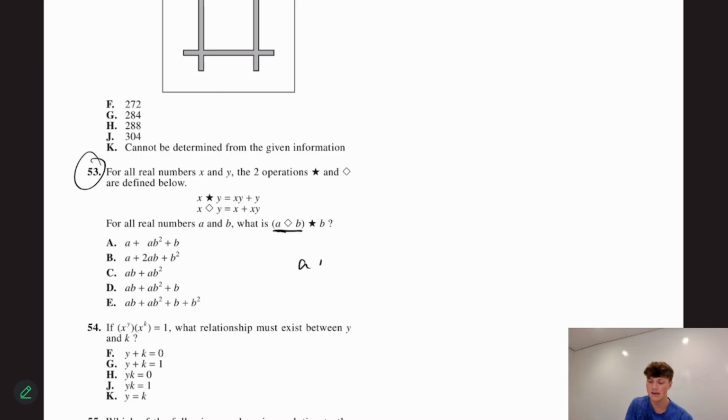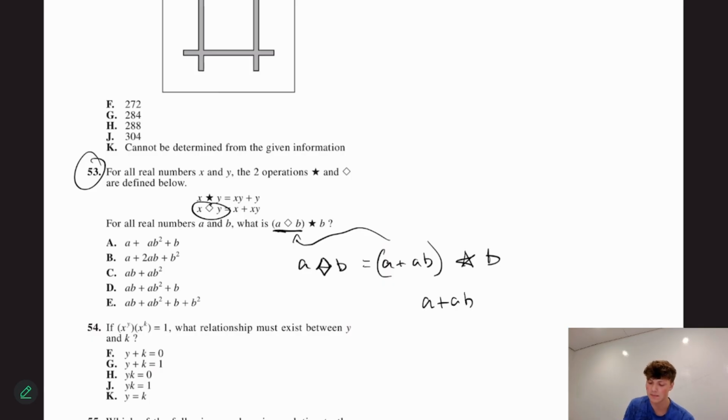Well, a diamond b, whoops, it's not a diamond, there we go. It's going to be the same thing as x diamond y, except with a and b replacing x and y. So it's going to give us a plus a times b. So that's this value. And then it says take that value and do star b. So this thing, star b, what does star have us do?